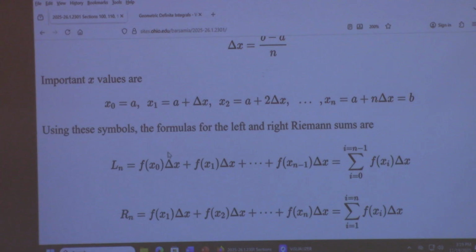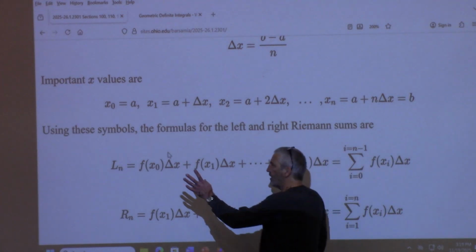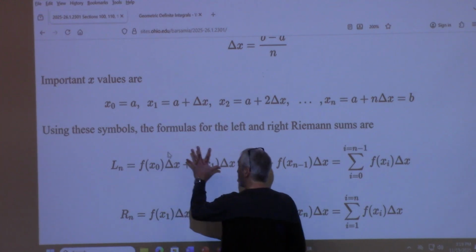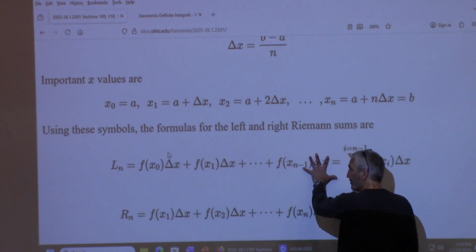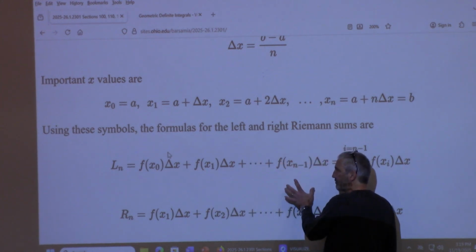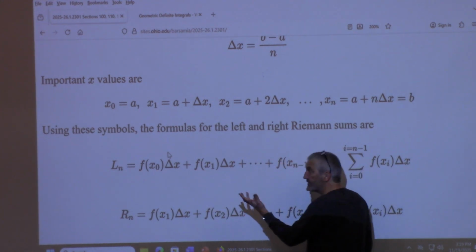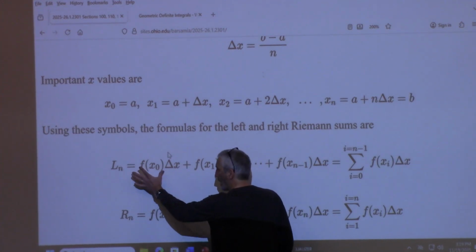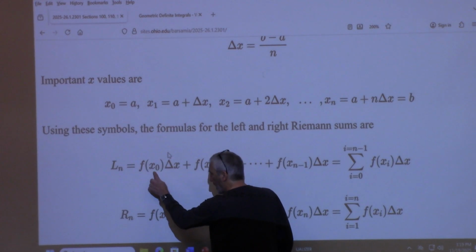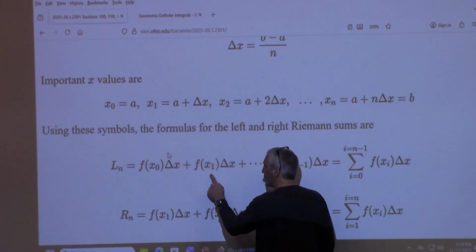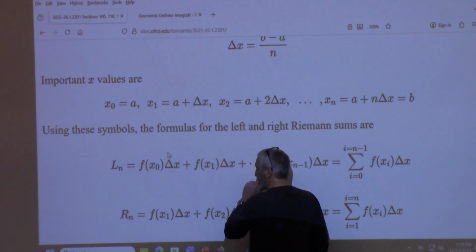And then here are our sums. Here's the sum for Ln. It's the sum of the areas of n rectangles, 1, 2, all the way up to the nth one, starting with x0, ending with xn minus 1. Each of these things is a rectangle width, so it's a rectangle area. So it's a width and a height. The height of the graph above that point. This rectangle's height is the height of the graph above that x value, and so forth.